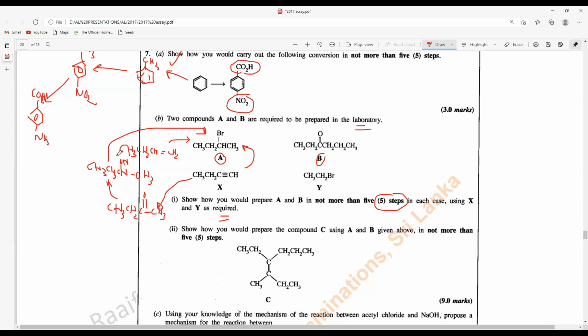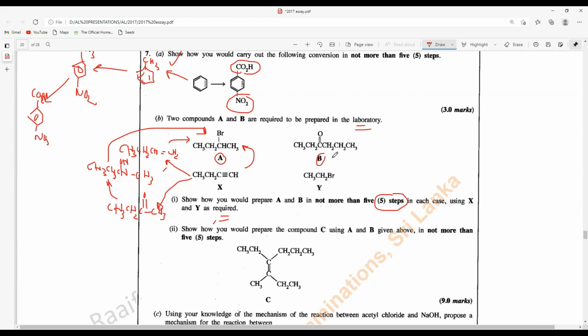Nice. Then how can you come to this secondary alkene thing? You can use palladium barium sulfate in quinoline medium. You can reduce this triple bond to double bond. And then to get this one, you can add HBr. So nicely, you can take this one, 1, 2 steps. Here, 1, 2, 3 steps. As far as you like, you can use it, okay? Because both are less than 5 steps.